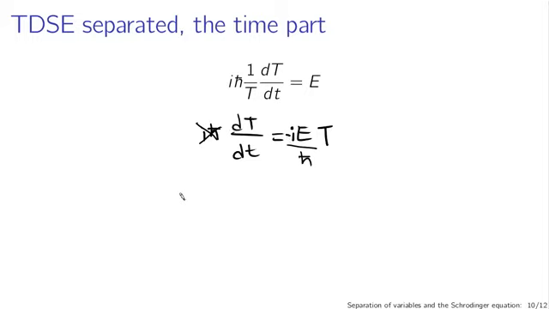Immediately this suggests exponentials, and indeed our general solution to this equation is some normalization constant times e to the minus i E over h bar times time.